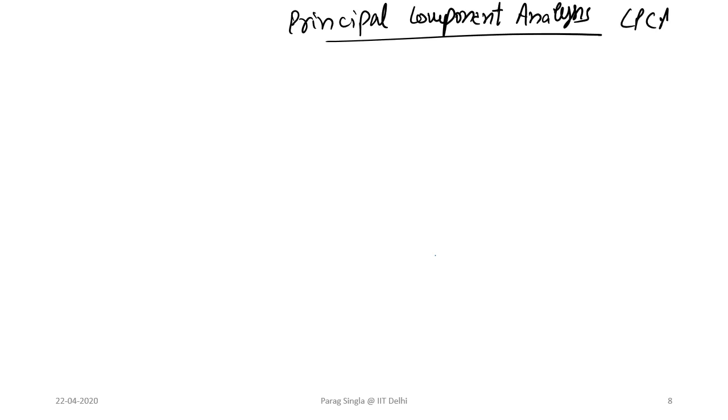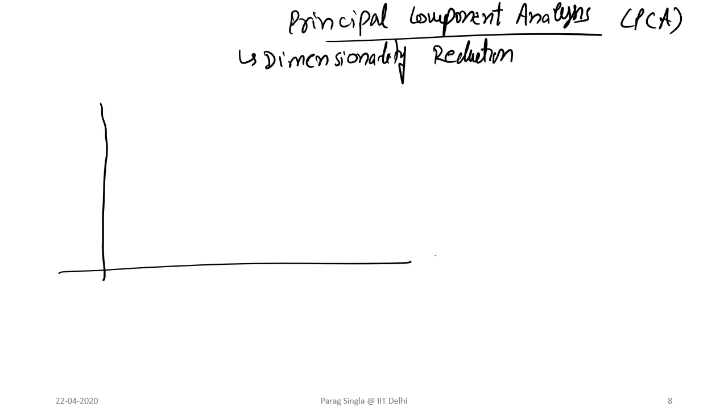Okay, so let's get started with the new topic, which is principal component analysis, or PCA, and this is a technique for dimensionality reduction. And let me give you some motivation with the help of this figure.